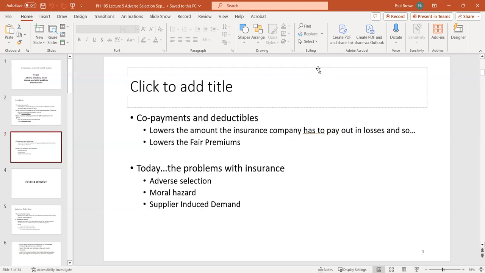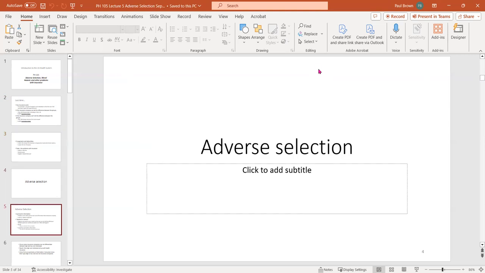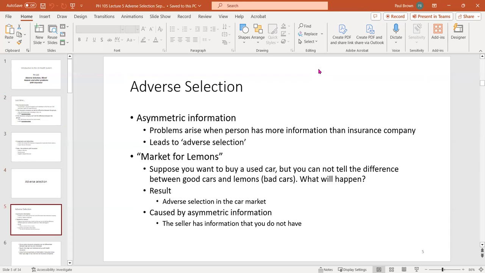So you can see how deductibles work now, and how co-insurance works. I want to talk about three different problems that occur with insurance: adverse selection, moral hazard, and supplier-induced demand. Adverse selection occurs when there's what's called asymmetric information. Asymmetric information means that one group has more information than another group.